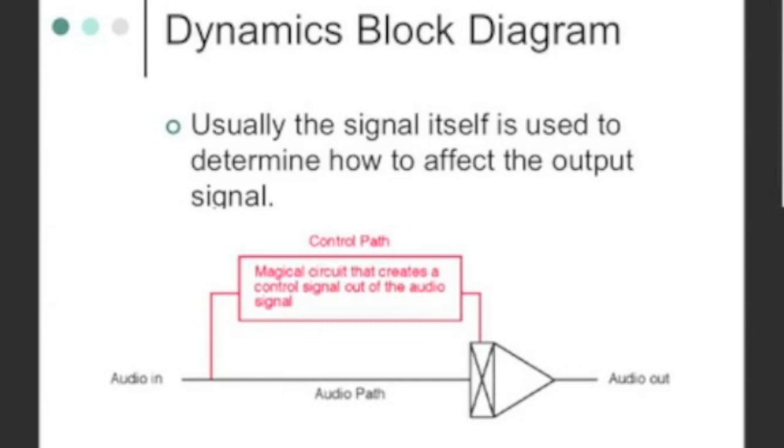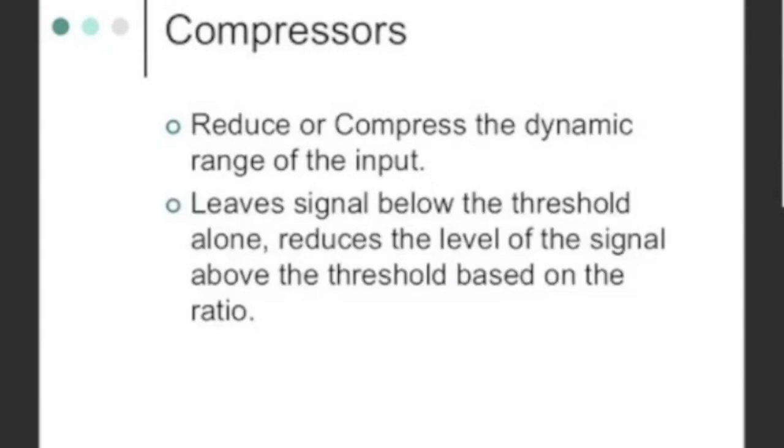There's so many ways to look at what a compressor does. Not only controls volume, but it does so much more. Compressors reduce or compress the dynamic range of the input and leave the signal below the threshold alone. There's a threshold at which it starts operating. So if it gets louder than the threshold, it starts operating. And when it starts operating, it slows down how loud the signal gets above the threshold.